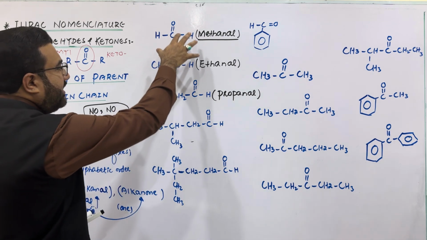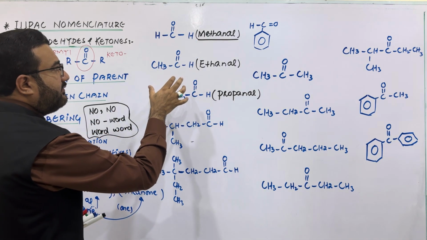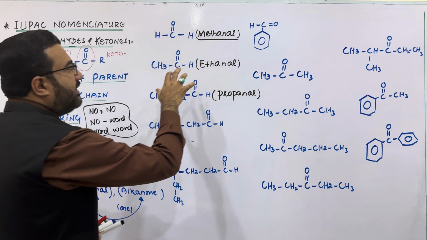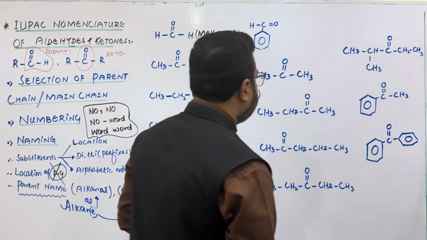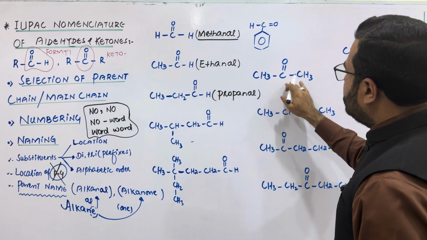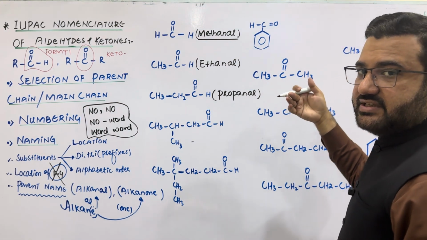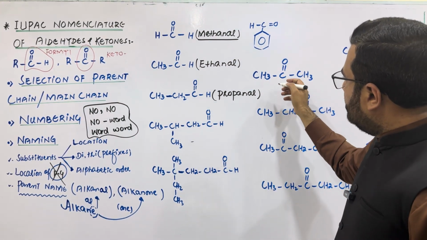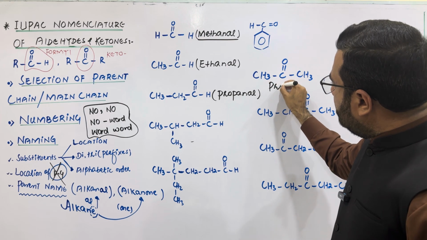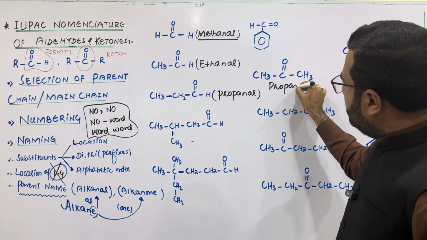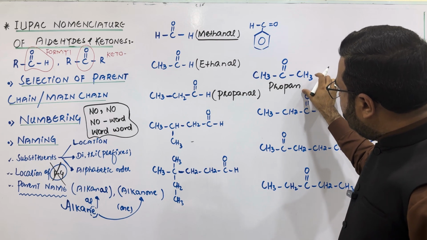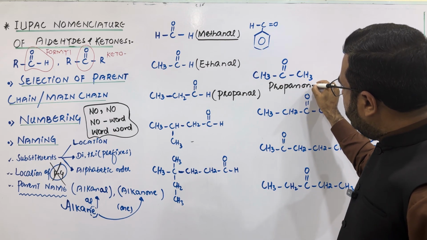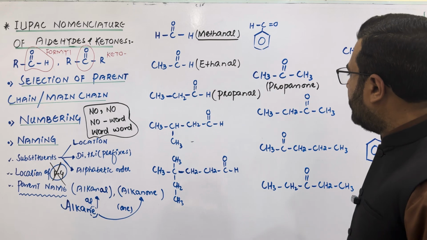So in case of simple aldehydes, you can name them from their corresponding alkanes by replacing E with Al. Similarly, in case of simple ketones, this one is the simplest ketone because ketones start from 3 carbons. So that will have a name from the 3 carbon alkane, propane, and you will replace the E of propane with ONE, and that will be called propanone.